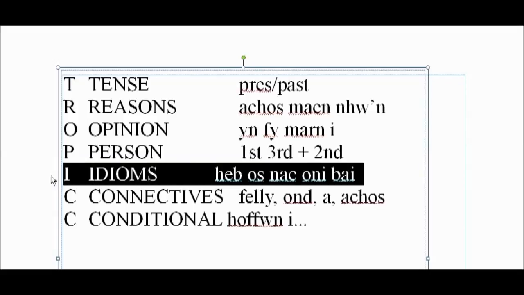What does the I stand for? Idioms. An idiom is a saying, a special way of saying something. And in Welsh, we have plenty of those. If you use idioms, it makes you sound more natural, and the quality of your language gets better, gets richer. Heb os nac oni bai is the example here, which means without a doubt.